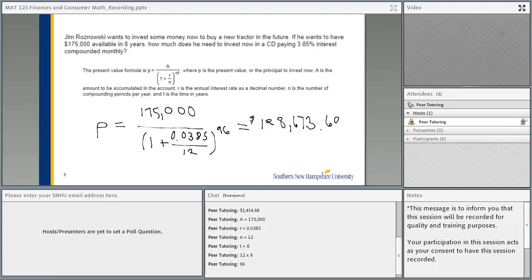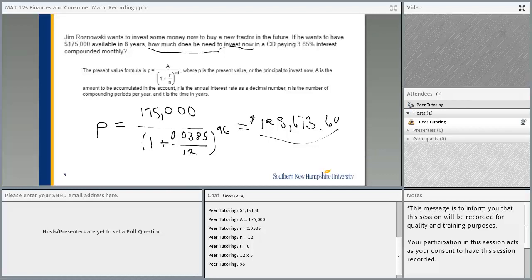and 60 cents. So let's think about what we were trying to find in the first place. We are trying to figure out how much Jim needs to invest now so that in 8 years he will have $175,000 available. So this would be your final answer. And make sure you write all the steps down and check that page 585, see what works for you.